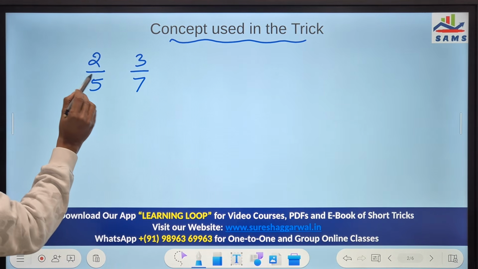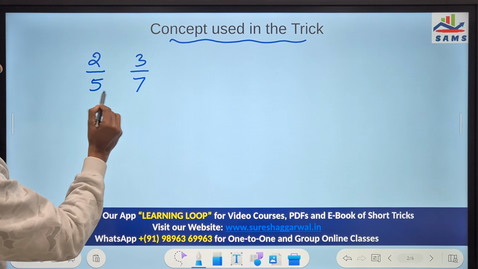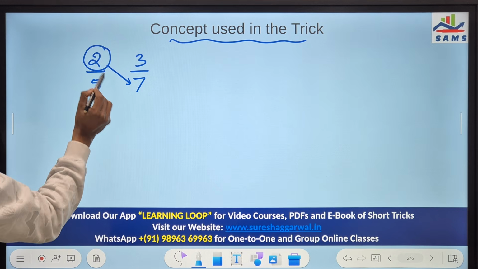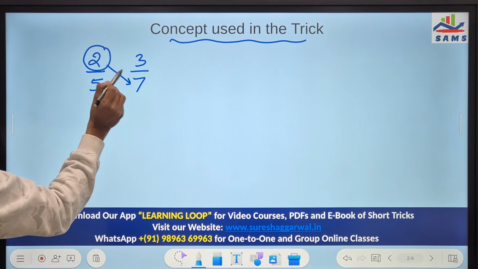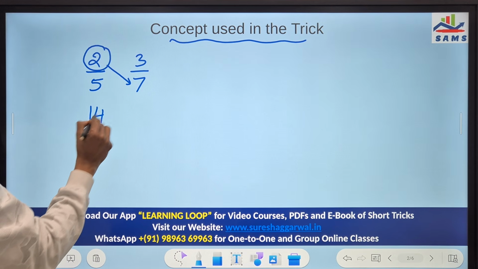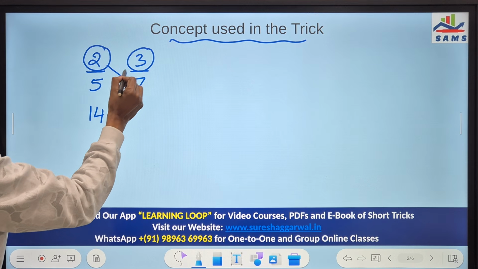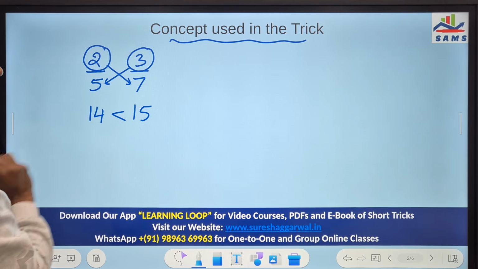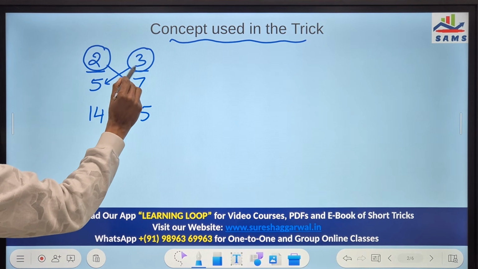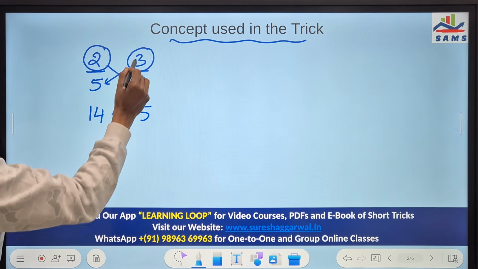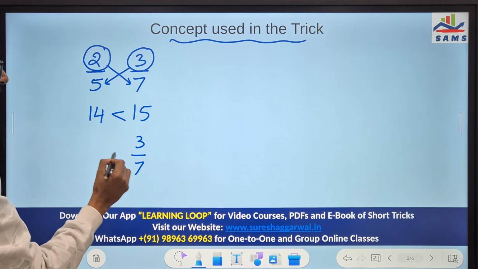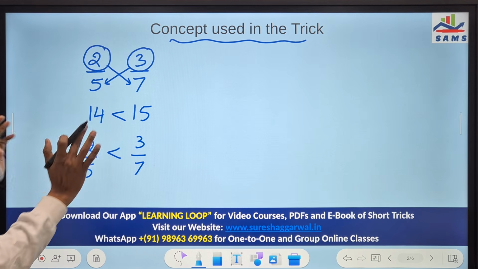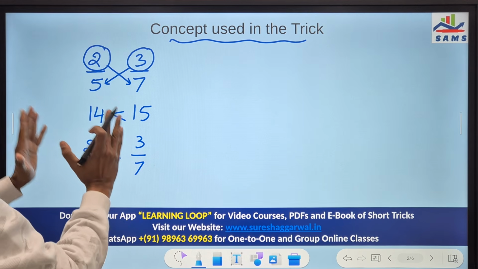So without actually multiplying the denominators, you can multiply the numerator here by the denominator here and write it under the numerator. 2 times 7 is 14 and numerator here is 3. So 3 times 5 is 15, and since we know that 15 is greater, therefore this fraction from which we obtained 15, 3 by 7 will be the greater fraction as compared to 2 by 5. Now this is one very important tendency.